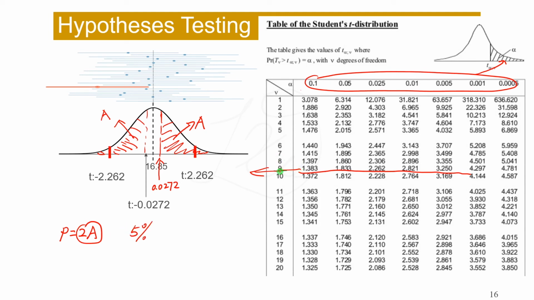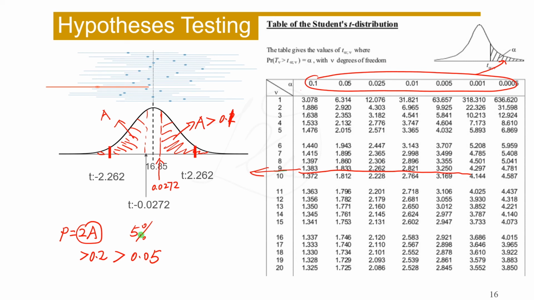As we can see here, as the t-value decreases, the area increases. So what we know is A is definitely larger than 0.1. So 2A is definitely larger than 0.2, and this is definitely larger than 0.05. Therefore, we fail to reject the null hypothesis.